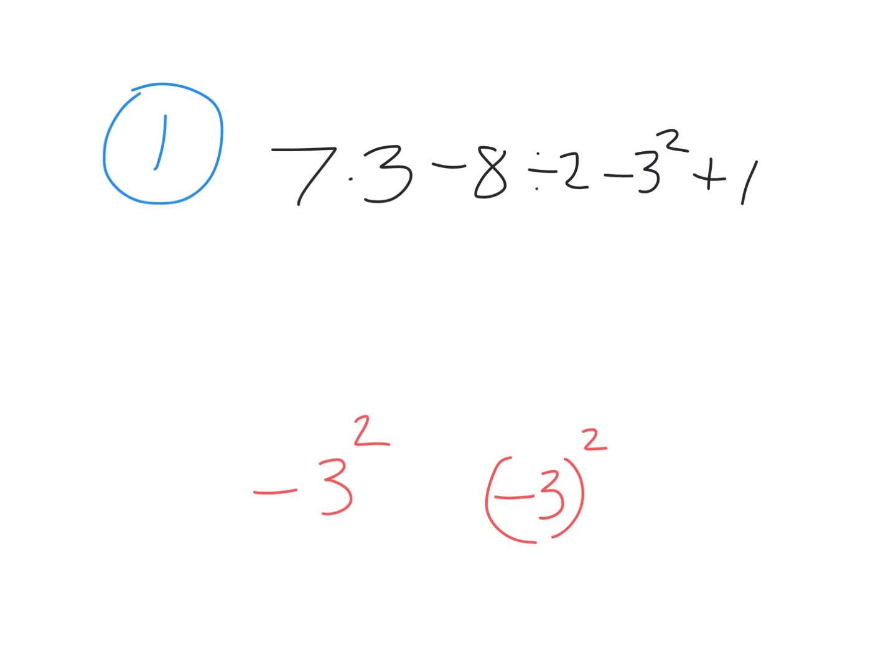When there's parentheses, it comes out to positive 9. Without them, it comes out to -9. So be careful when you do this. That does not come out to 9. It comes out to -9. Another way you could say it is it's minus 9, but don't lose the negative. Okay?